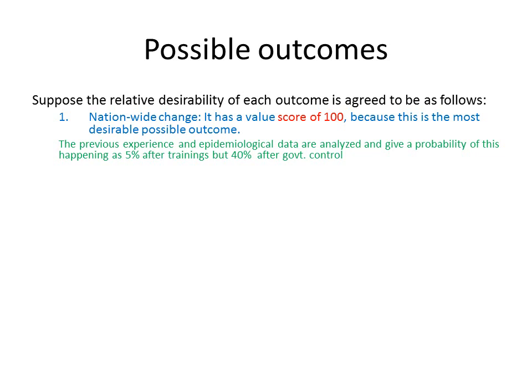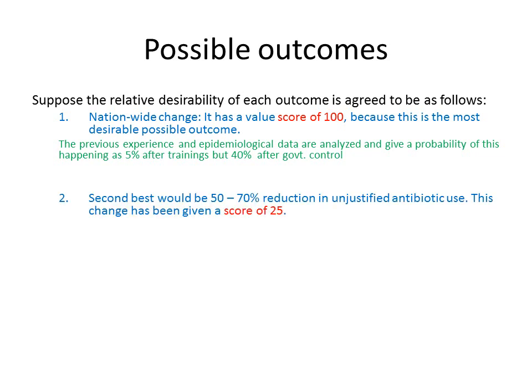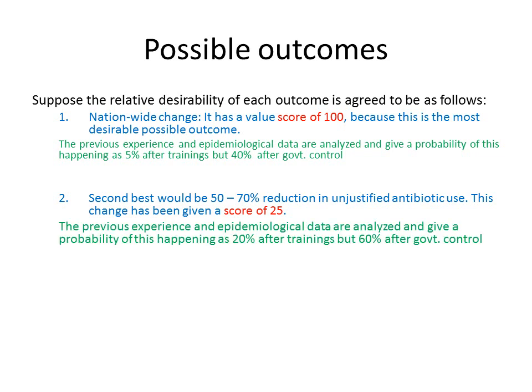But the probability is 40% after the second option, that is, strict government control is exercised. The second possible outcome is a great reduction, though not 100%, but a reduction of 50 to 70% in unjustified antibiotic use. This change has been given a score of 25, and the probability of this occurring is worked out to be 20% after the trainings, but 60% after strict government control is exercised.